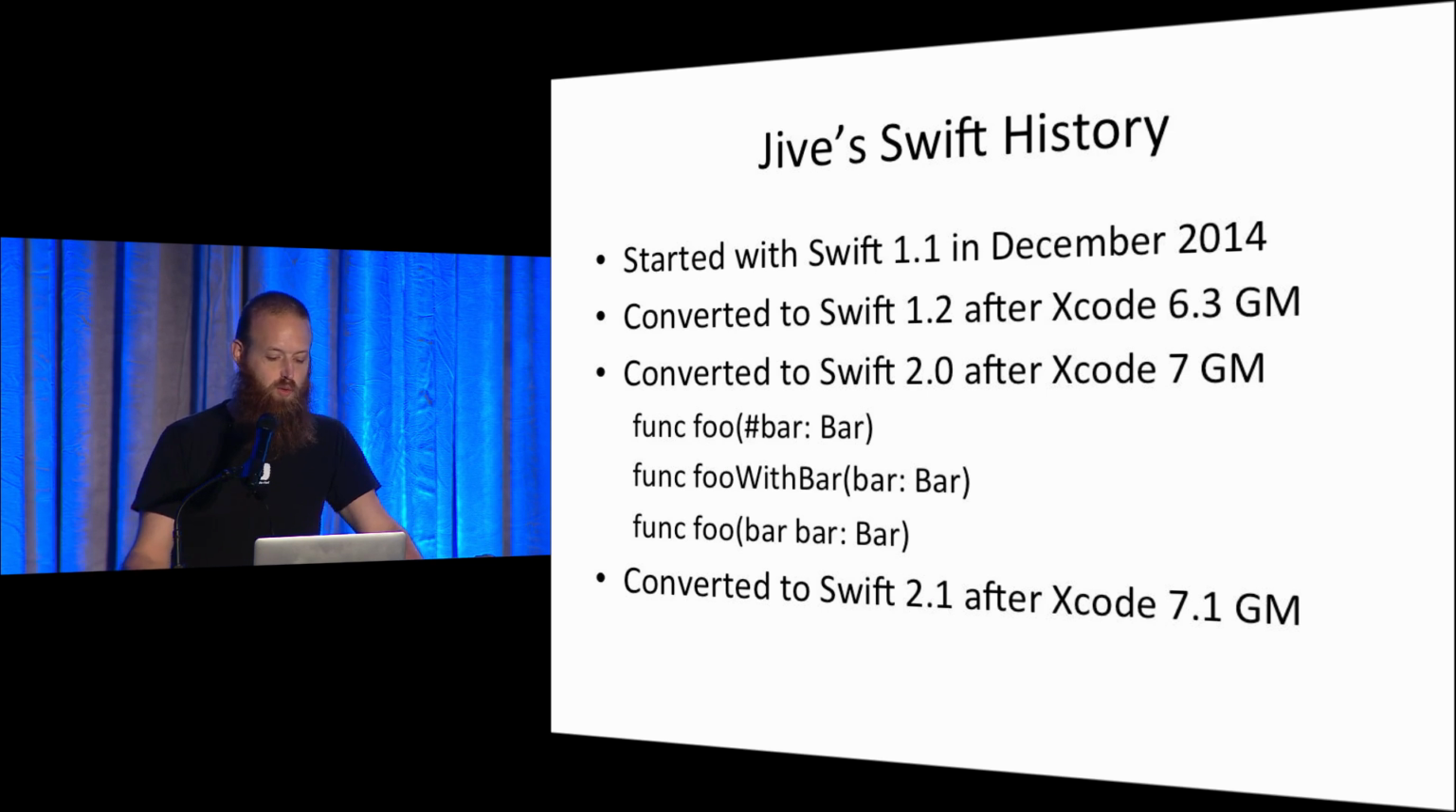We converted to Swift 1.2 after Xcode 6.3 went to Gold Master. We converted to Swift 2 after Xcode 7 went to Gold Master, but we did not adopt the Swift 2 beta when that was available, I think right after DubDub. So there was about a 3-month period where Swift 2 was out, but we were not using it at all because we needed to be able to release our code in the meantime.